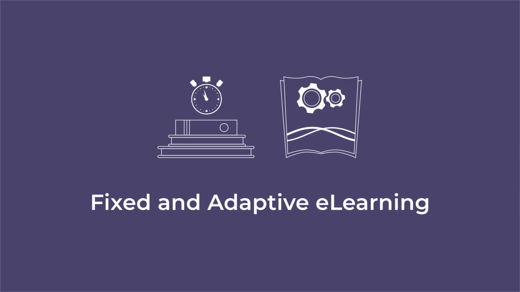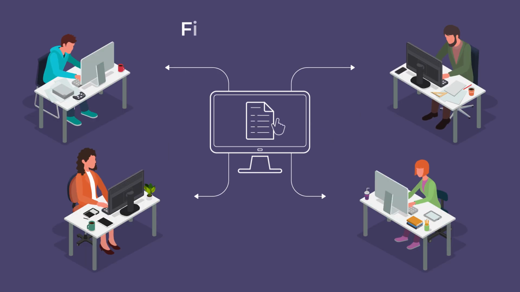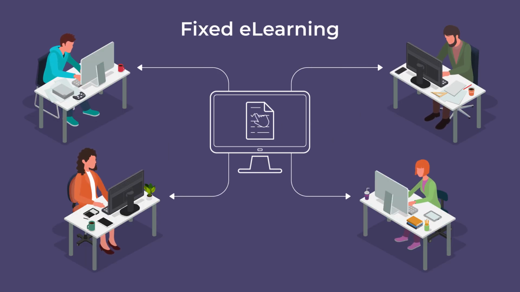Fixed and adaptive e-learning. With fixed e-learning courses, every learner receives the same type of information as set by instructors. It's a more traditional and older style of learning, where the course content stays the same after it's formed and doesn't adapt according to student preferences.